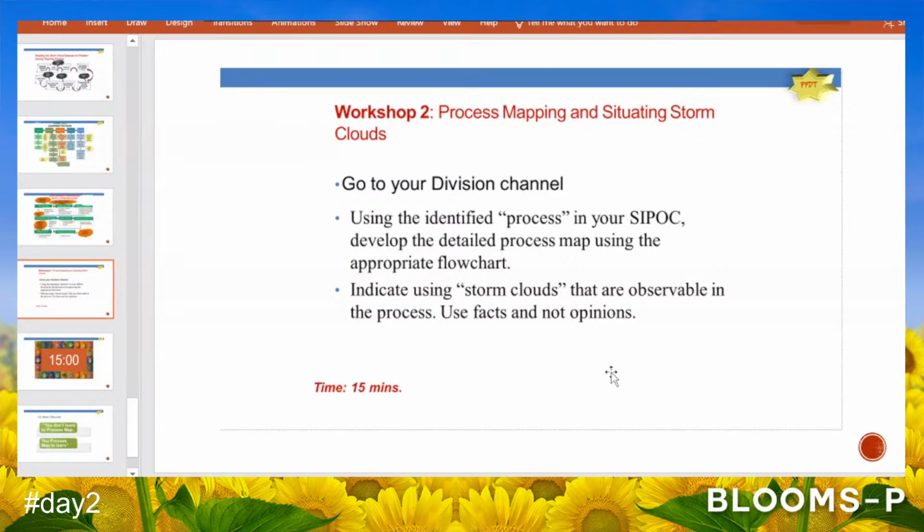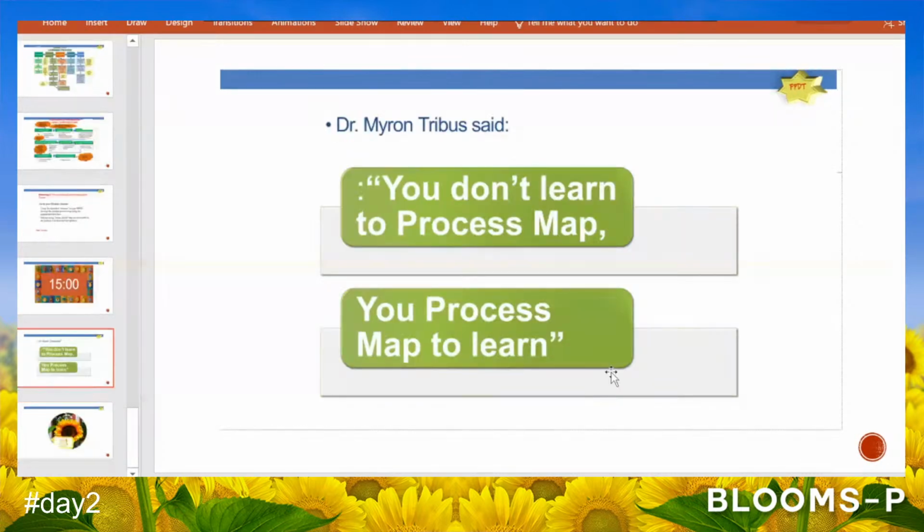I'm going to check also your output because it will really help improve as well. To end my presentation, let me just leave you this one. Remember, you don't learn to process map, but you process map to learn. That is for Dr. Myron Tribos.